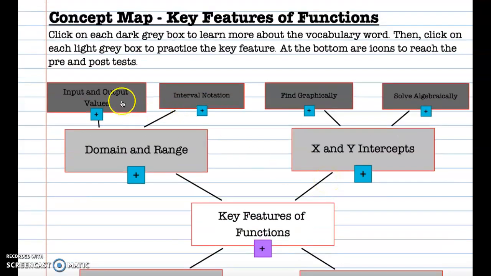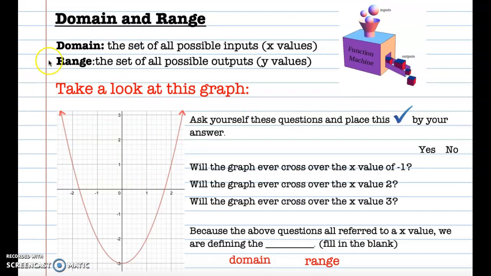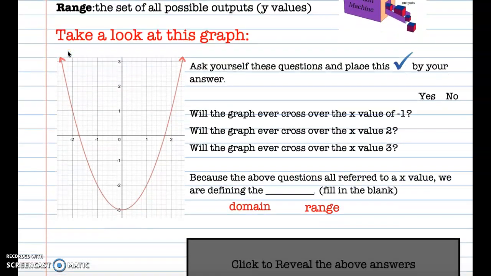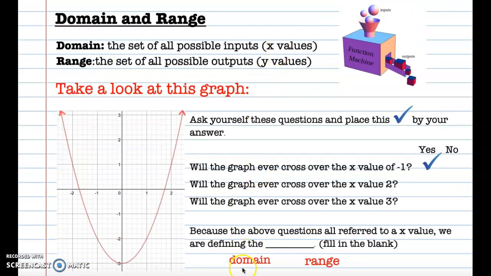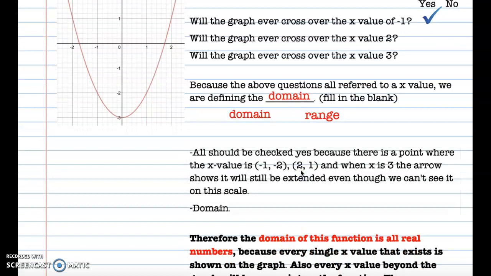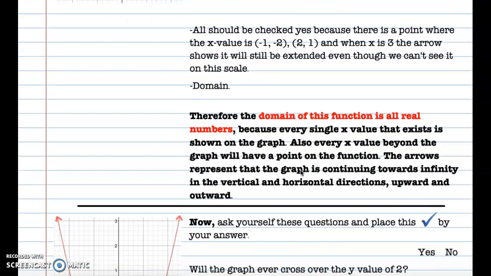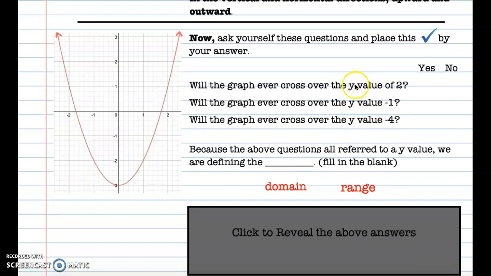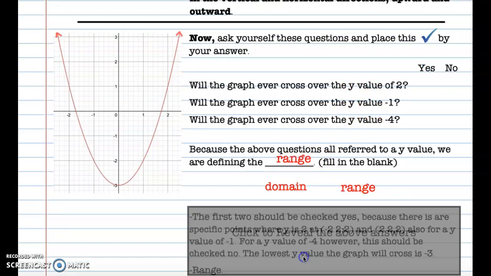If we click on the vocab words here, we'll get the vocab at the top, and then some questions for students to ask themselves, like for example for this one. So will the graph ever cross over the x value of -1? Well, if we see where x is -1, notice that the graph does cross over, so I can take the check mark and say yes. All of these questions are asking about the x value, so I know from my definition that this way we are defining the domain. To check our answer, we can click to reveal. It explains it as well as provides the answers. The same thing happens here for the range, which is the y values, and then we can check our answers.